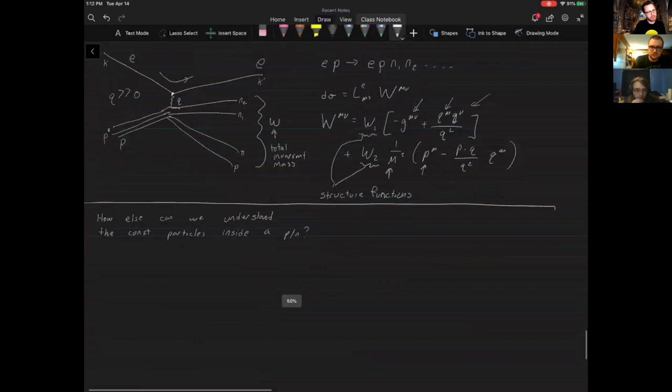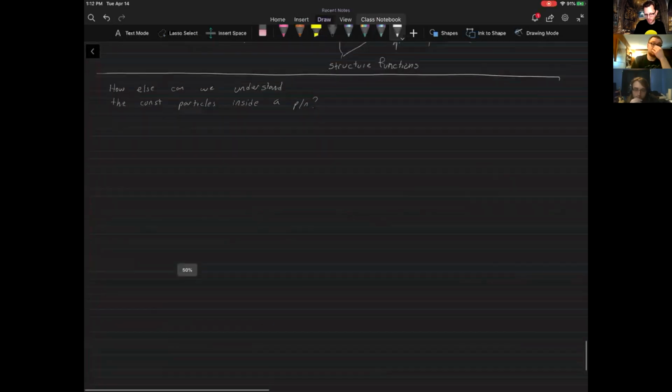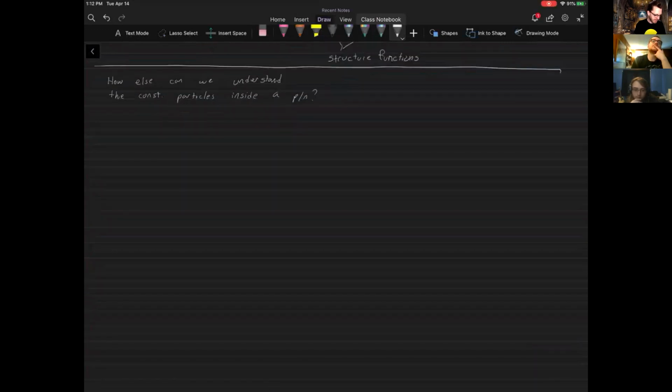I can turn this around and go the other way. I could say, what if I could generate the constituent particles and let them create hadronic material after an interaction? Okay. How can I do that? Do we know a way to do that? Well, here's a way we can do it.